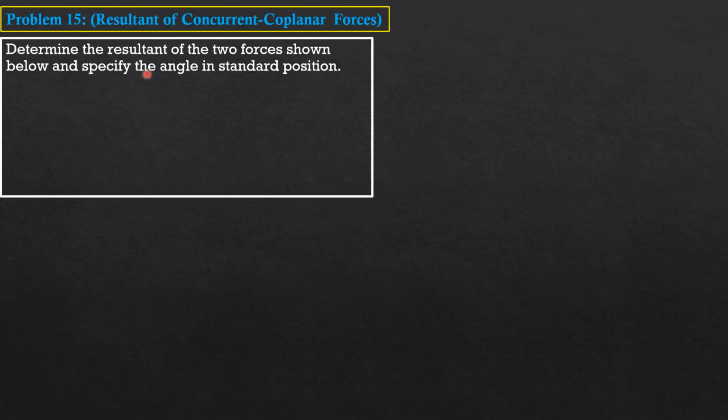Remember that the resultant of concurrent coplanar forces is a force, therefore it is a vector, so the magnitude as well as the direction must be specified. And in this case, we have to specify the direction in standard position. Standard position from trigonometry is counterclockwise. We measure the angle that the resultant makes with the positive x-axis in the counterclockwise direction because that's the positive angle.